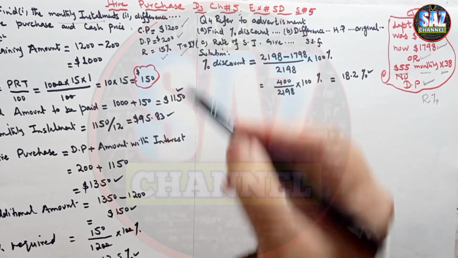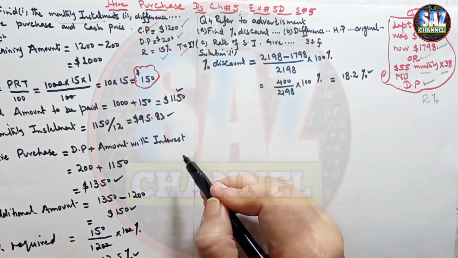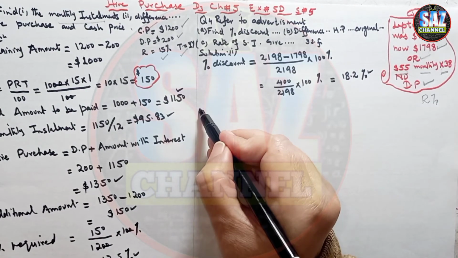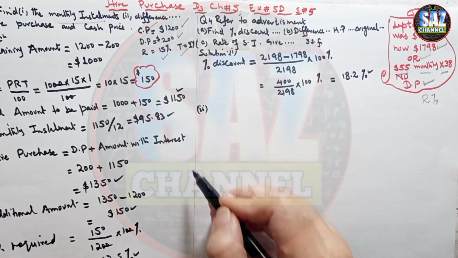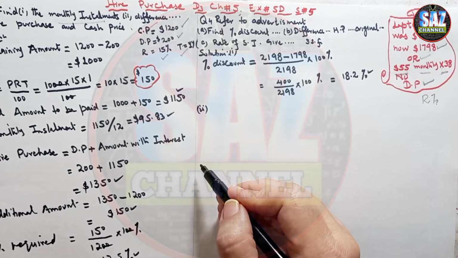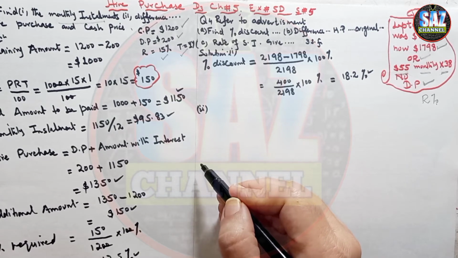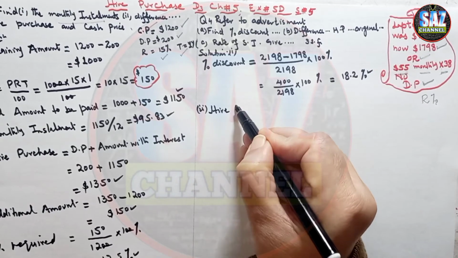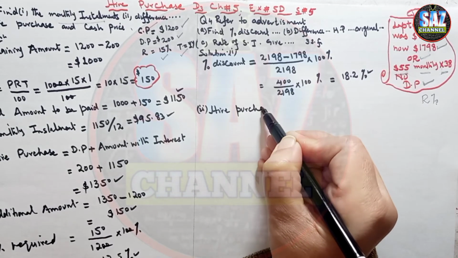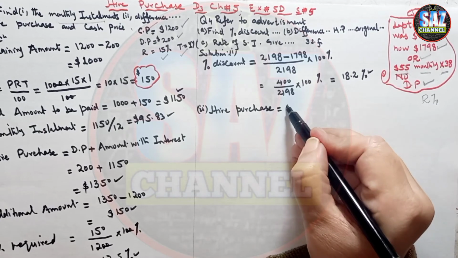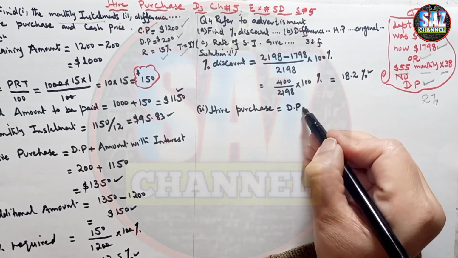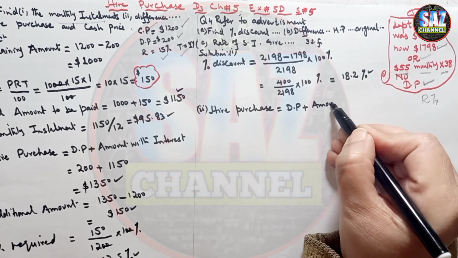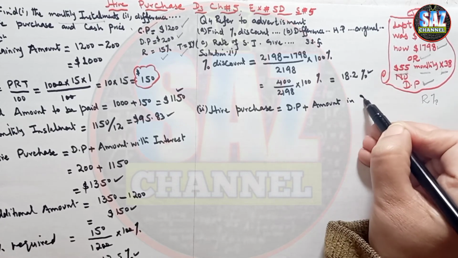Then coming to the second part, it says, what is the difference between the hire purchase price and the original price? Here we have to find the difference between the hire purchase price and the original price. So first of all, we have to find the hire purchase price. Hire purchase will be equal to deposit or down payment plus the amount in installments.